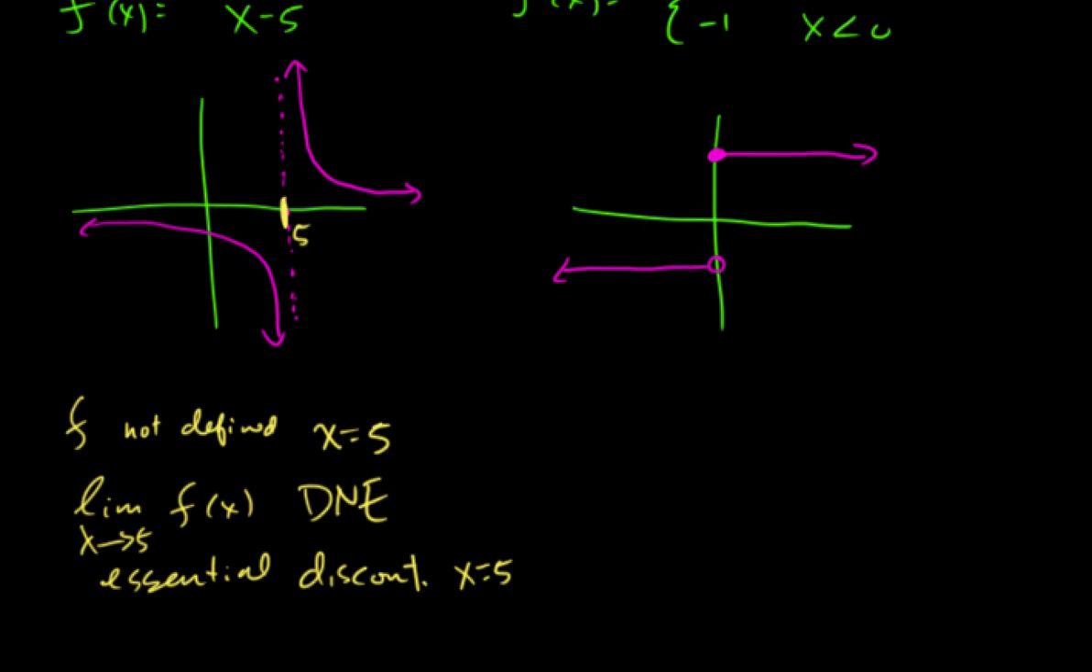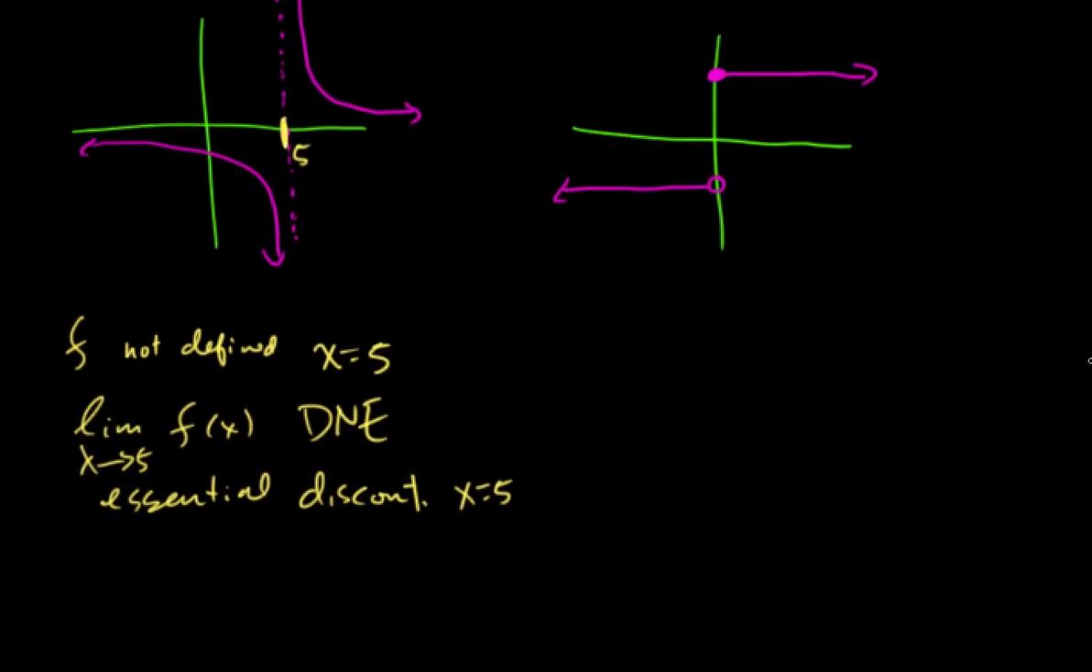And then, since that is the only place that it is discontinuous, we can say that f of x, or just f, is continuous for all real numbers except for x equals 5.